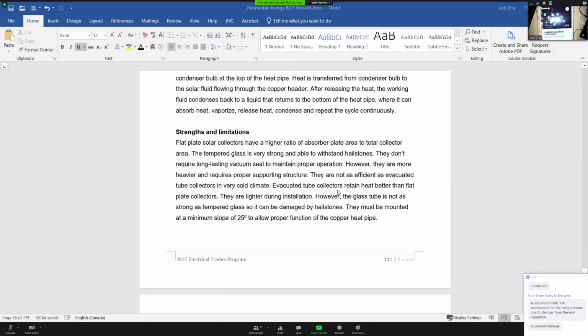Evacuated collectors retain heat better than the flat panel type. They are light during installation, but the glass tube is not as strong as the tempered glass, so it can be damaged by a hailstone. They must be mounted at a minimum slope of 25 degrees to allow proper functioning of the copper heating pipe.